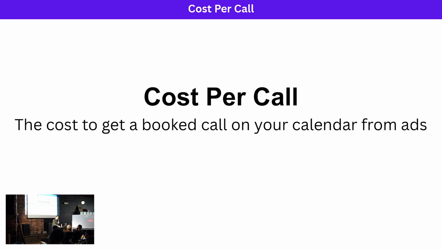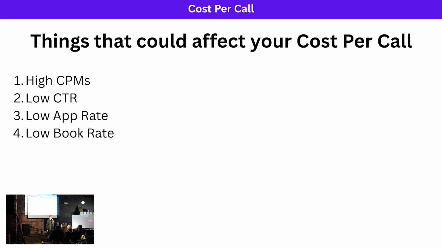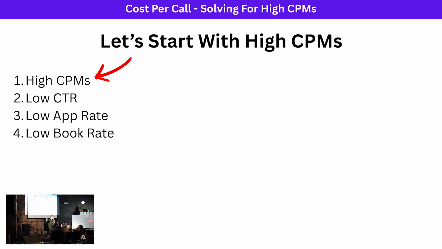Got cost per call. So this is defined as your cost to get a booked call on your calendar from ads. Cost per call target, it's variable based upon your actual break-even model that you did. So things that could affect your cost per call: high CPMs, low click-through rate, low app rate, low book rate. Let's start with high CPMs, because all you guys love CPMs. You're like, oh, my CPMs are fucked.